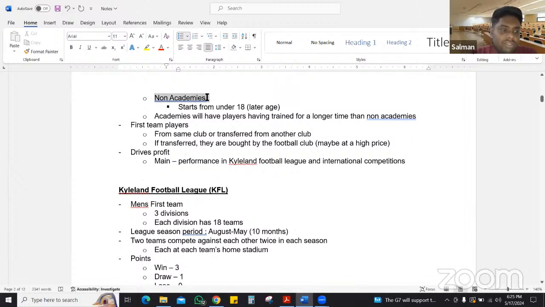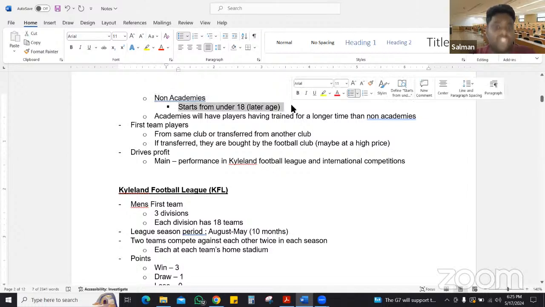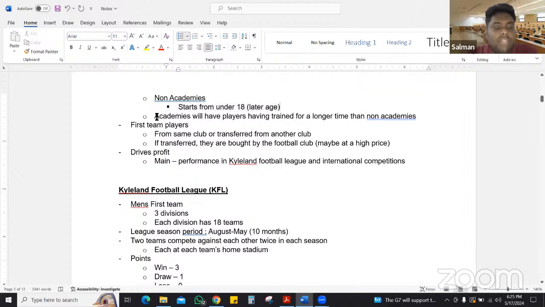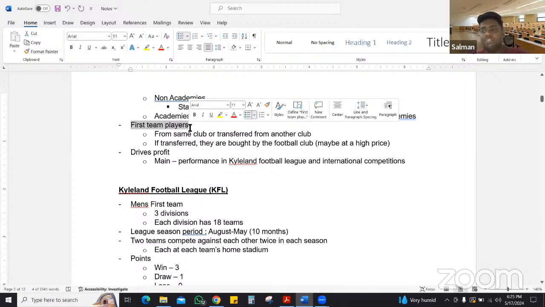So in other clubs, they will have their own under 18 team, second team, and first team, right? So they start from the under 18 age. The benefit of academies is that academies will have players who have trained for a longer time than non-academies, from an age of minimum 9 upwards. First team players are the main players of a club, as we discussed. So a club will have members from the first team.